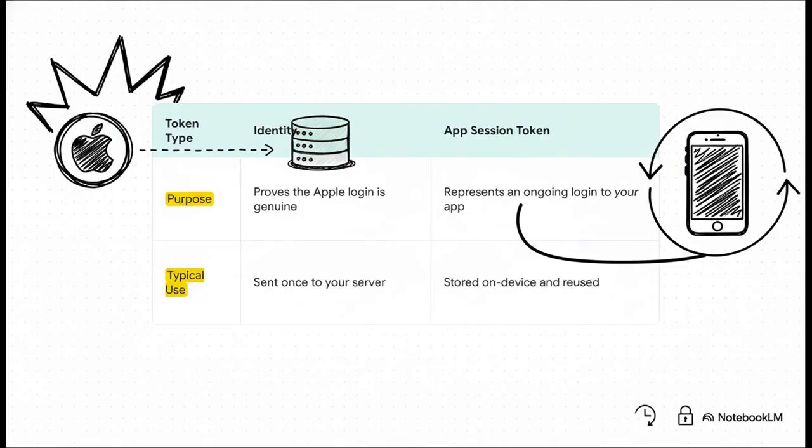Let's break this down. The identity token from Apple, think of it as a one-time use passport. Its only job is to be sent to your backend server to prove, hey, this login really came from Apple. But a session for our app is totally different. That's what we'll use to remember the user is logged in. So for an app that's just running locally on the device, we can pretty much ignore the identity token. What we really need to do is create our own idea of a session.